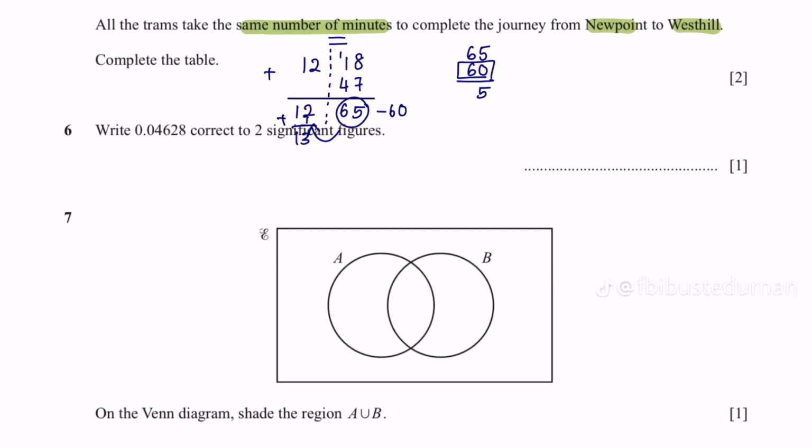Next, question 6. Write 0.04628 correct to two significant figures. So starting from here would be the first significant figure. This is your second significant figure. So we only need answer up to the two significant figures. Since the number after 6 is 2, so it will be 0.046.